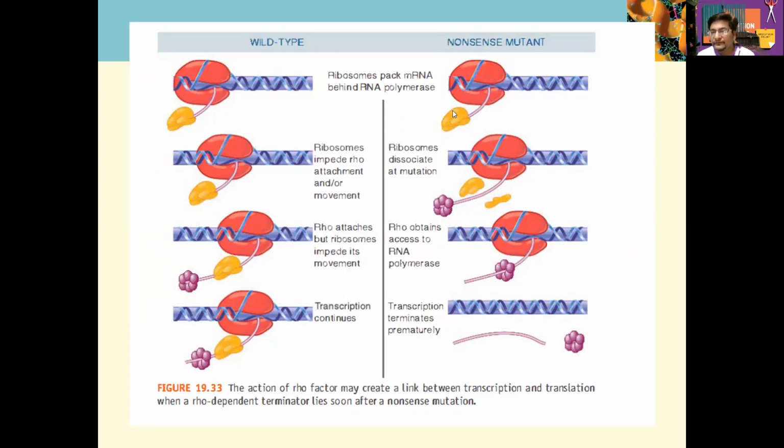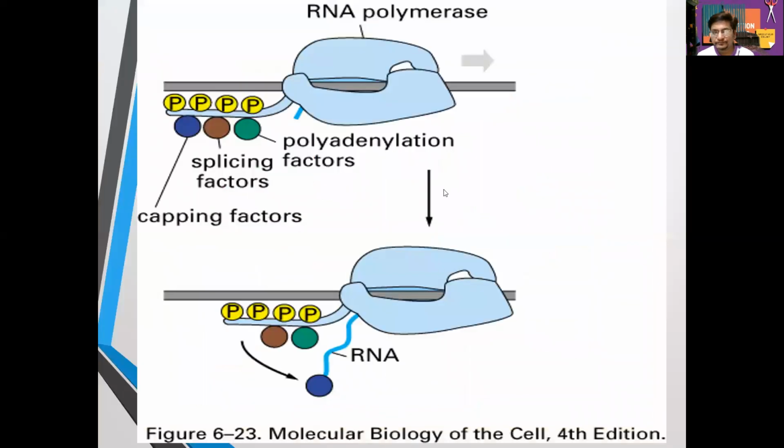Whereas if the nonsense mutation occurs, that means a premature termination of the protein synthesis. Let me remind you that transcription and translation in the case of prokaryotes go hand in hand. So here, if the ribosome detaches, quickly the Rho is going to catch up, and that leads to the termination of the transcription process in the prokaryote.